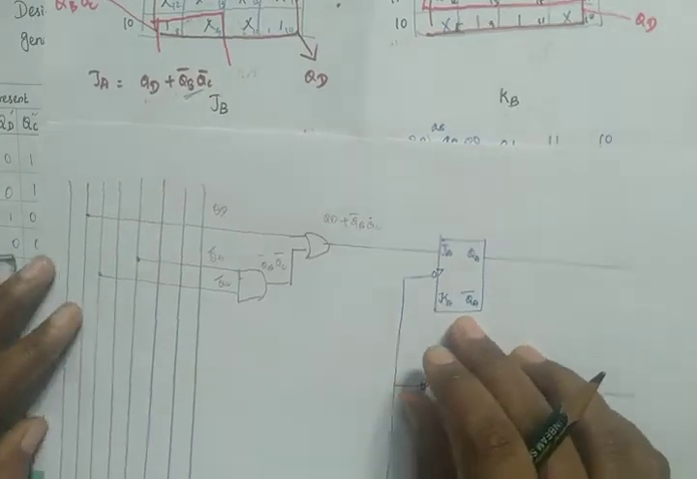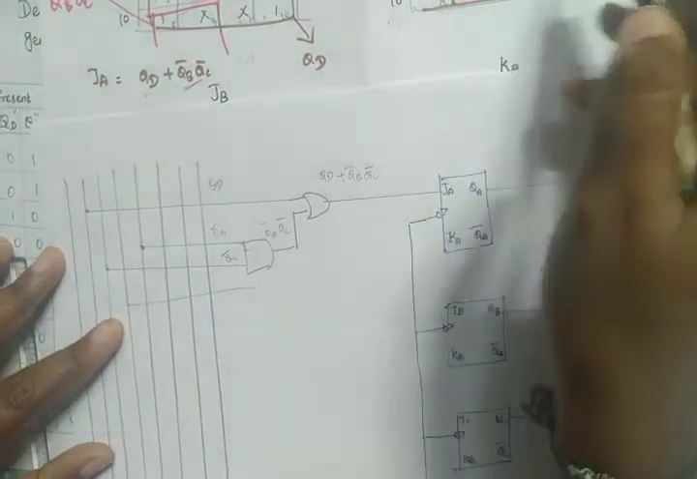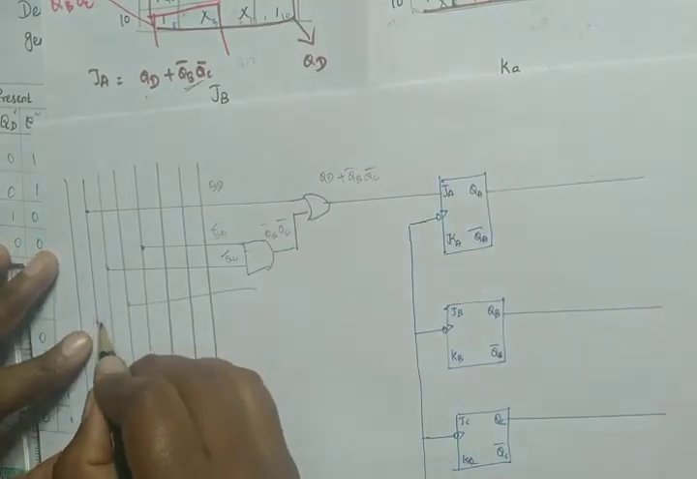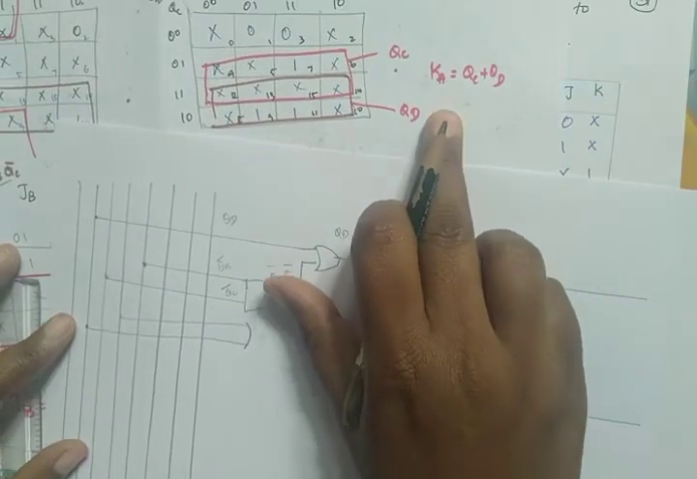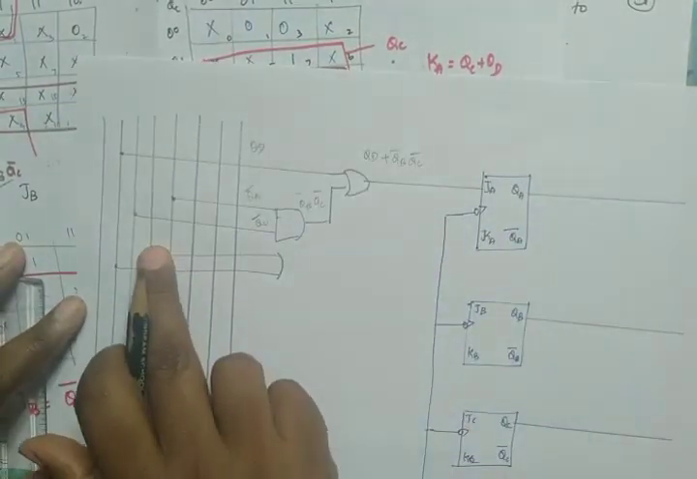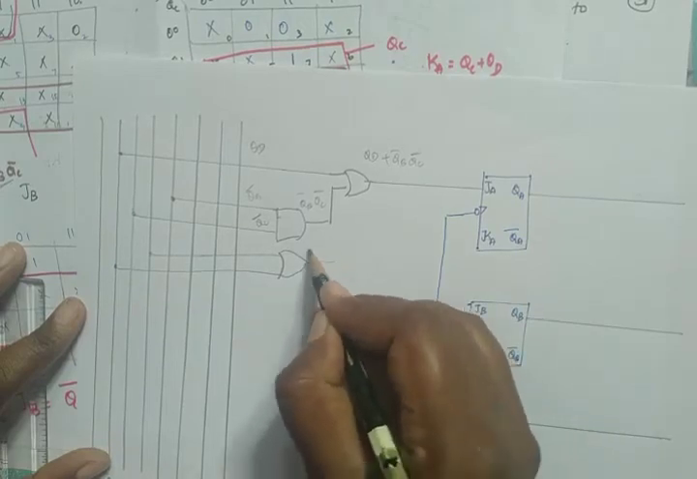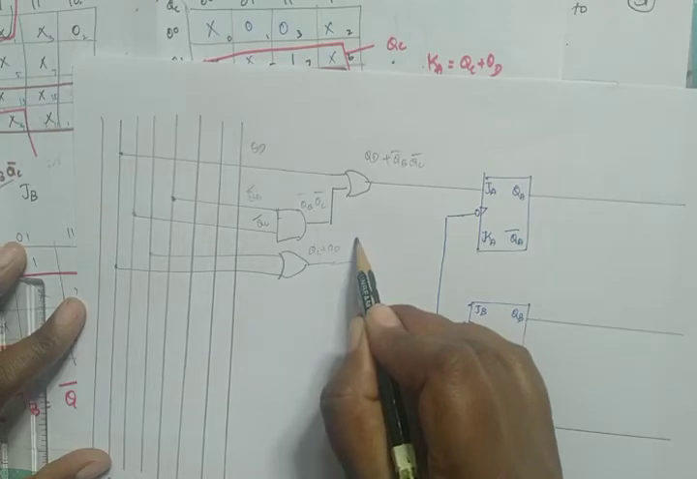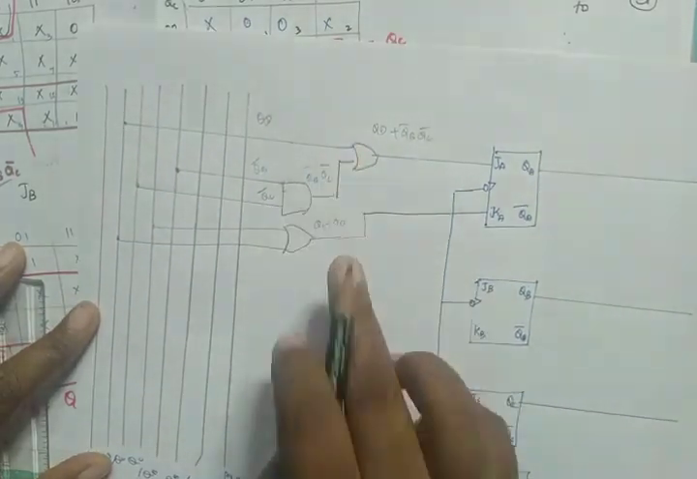Now let us take KA. That is QC. Where do we have QC? This is our QC, then plus QD. Where is QD? This is our QD. Take a line. Use an OR gate because here we have KA is equal to QC plus QD. Now take this to the KA flip-flop. That's it, JA, KA is over.